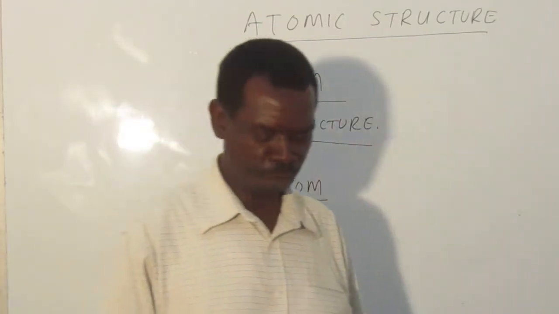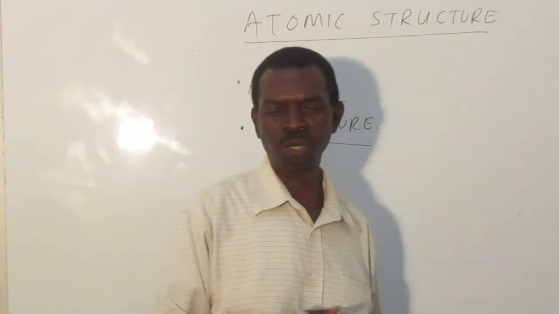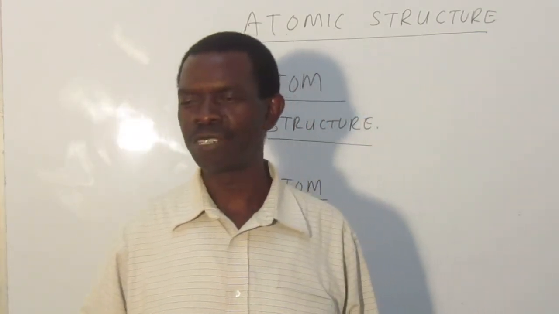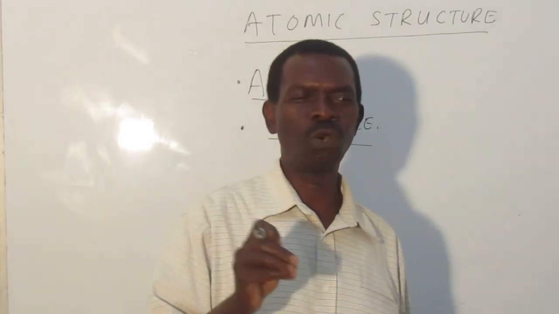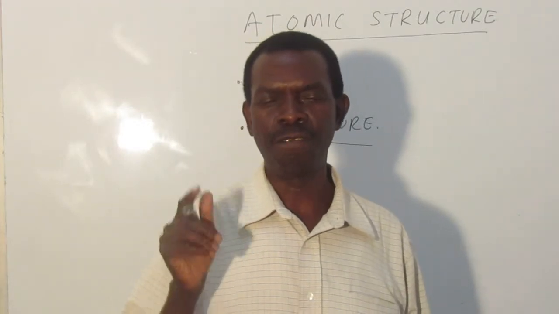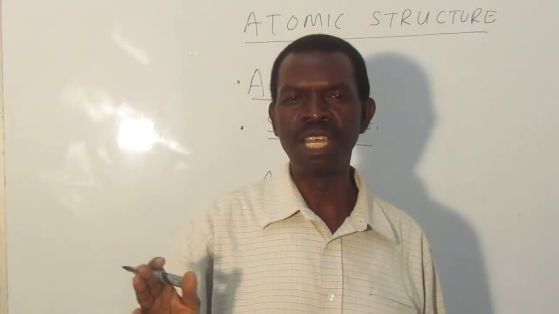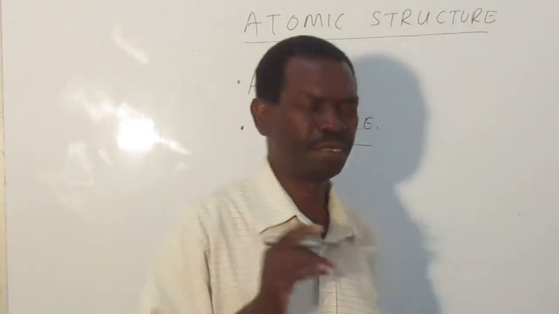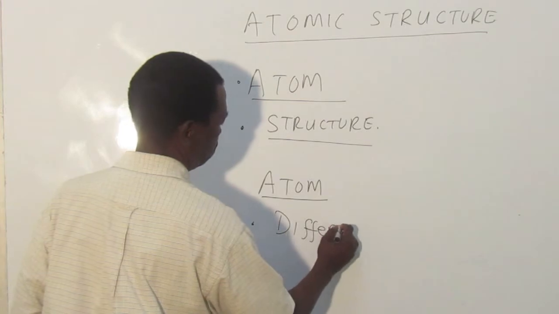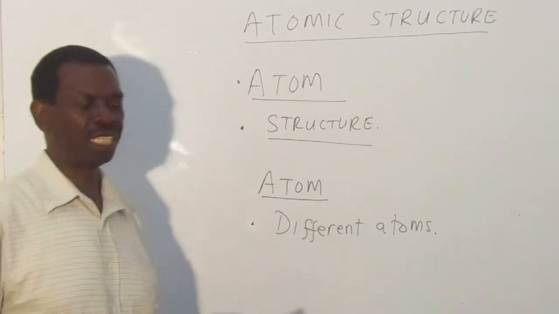For you to understand fully what an atom is, you find that in the universe there are so many material substances. They are different. Why are they different? The answer to that is because the whole universe is made up of different types of atoms. The first point that you should be able to understand: all the atoms are not the same. Atoms are different. This is very, very important.